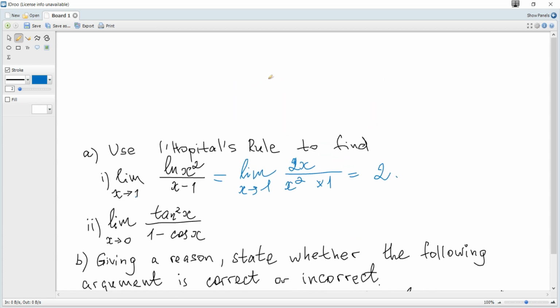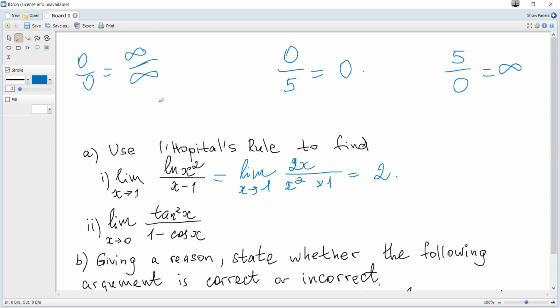And notice that if you get a limit of 0 over some number, it's 0, so the limit is 0. Such a limit exists. But if you get a number divided by 0, it's infinity, and we say that such a limit doesn't exist. And if you get 0 over 0 or infinity over infinity, it's called undefined, and it doesn't imply that such a limit doesn't exist. It's not clear what the value of such a limit is.